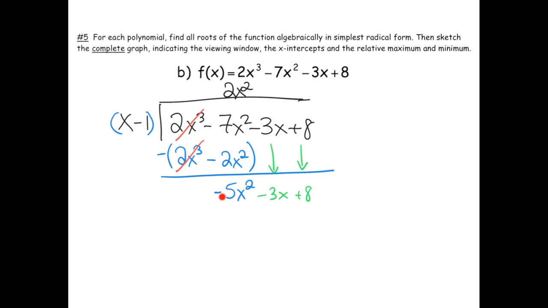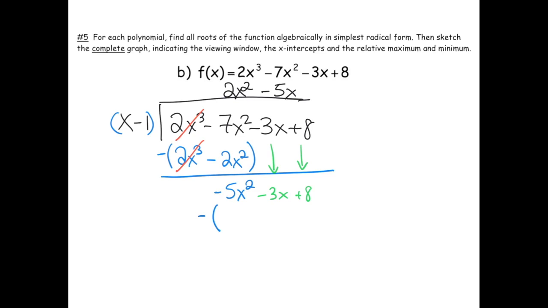So now I'm going to again look at the highest degree term of what's left, which is this negative 5x squared, the highest degree term here. And I have to ask myself, what do I have to multiply x by to get negative 5x squared? So highest degree term here, highest degree term here. And the answer is that I'd have to multiply by negative 5x. And again, I'm putting this over my x column. Okay, so negative 5x times x would give me my negative 5x squared. So now what I have to do is multiply my negative 5x by my whole x minus 1. And I'm going to subtract all of that.